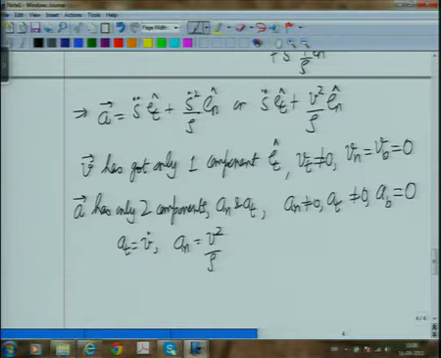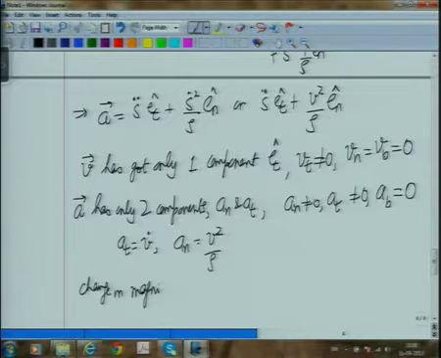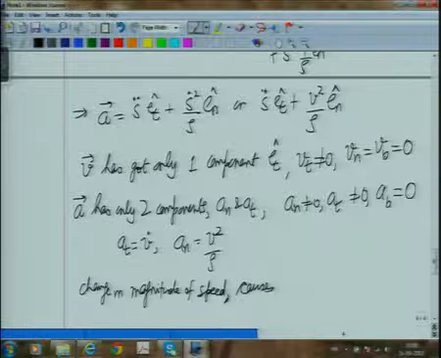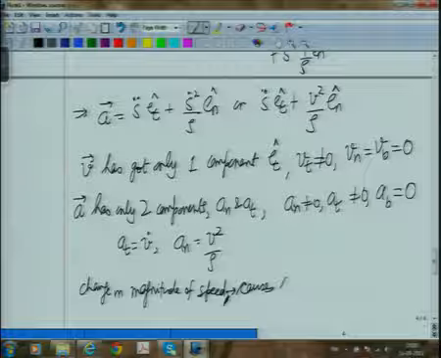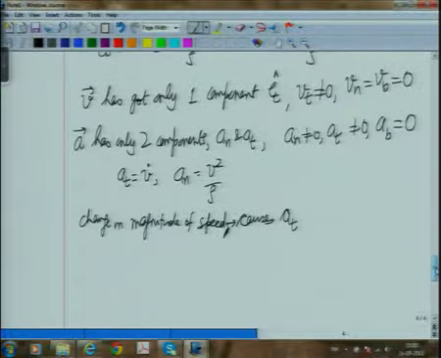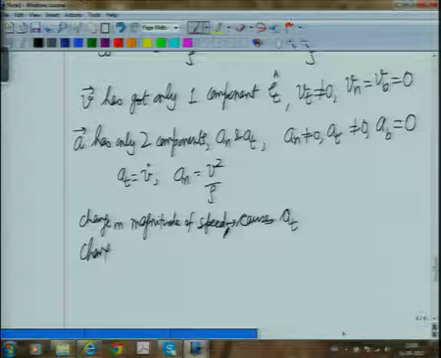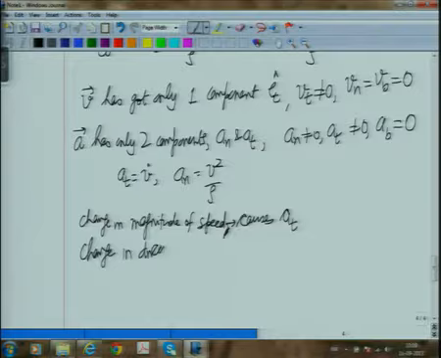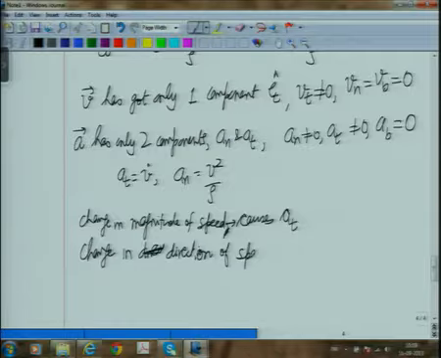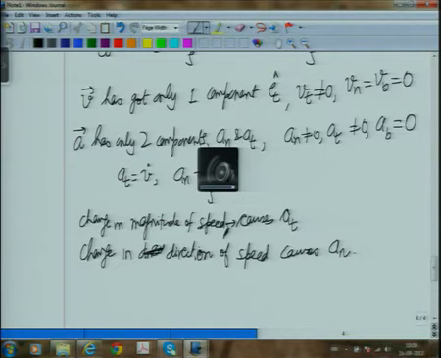So the change in magnitude of speed causes At, and the change in the direction of velocity is what gives birth to the An component.